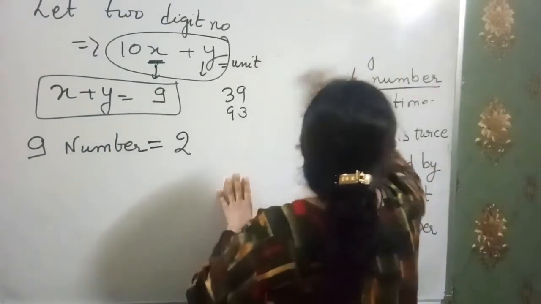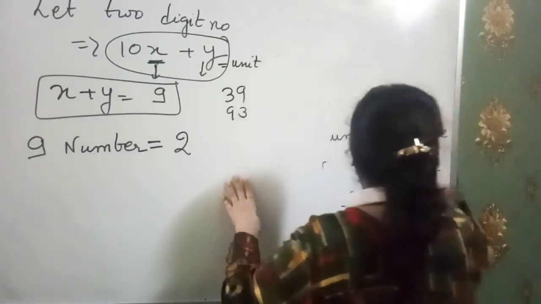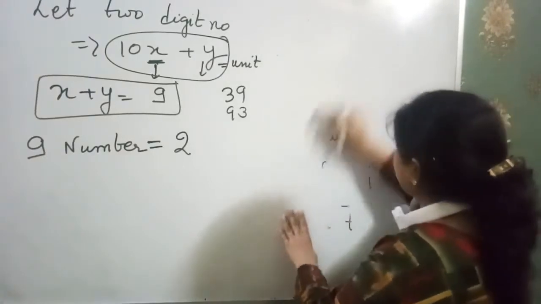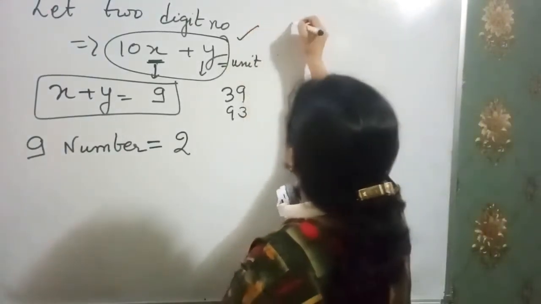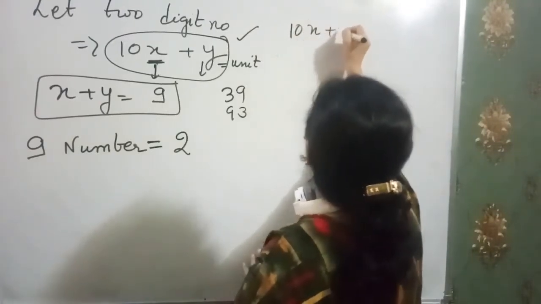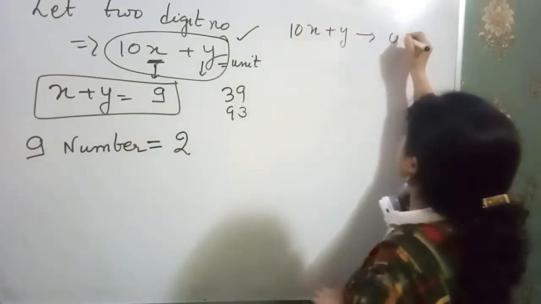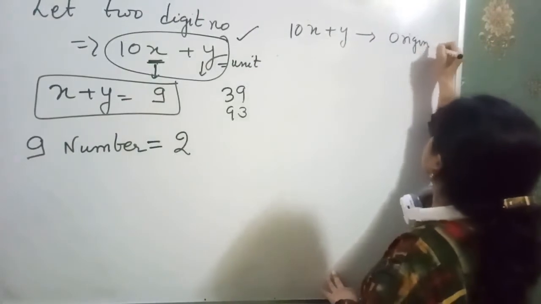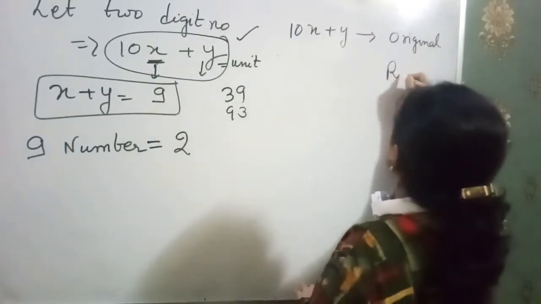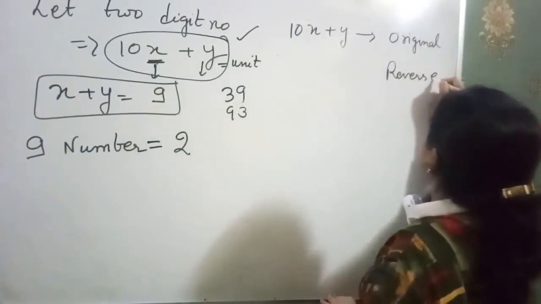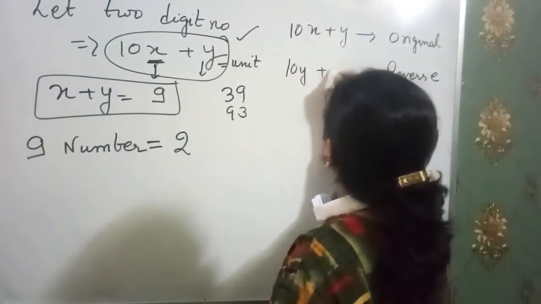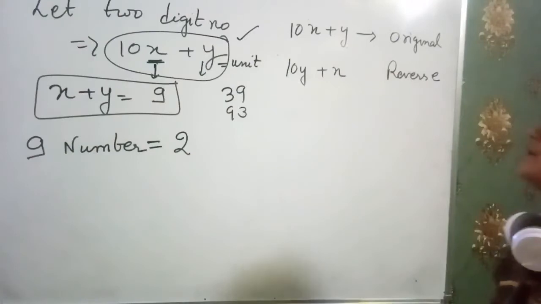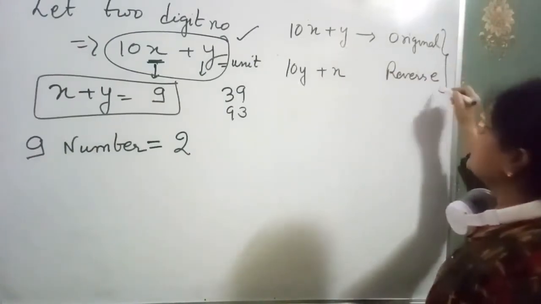Reverse digit is what? I want to explain you. What do you mean by reverse digit? Our digit number is 10x plus y. Clear? Real number, original number. When we reverse it, the number becomes 10y plus x, y comes here and x comes here. Clear? So must remember this.